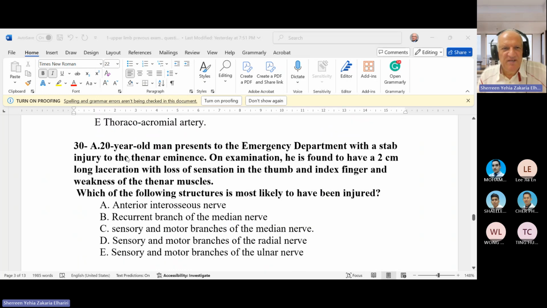The last question we have is a 20 year old man presented to the emergency department with a stab injury in the thenar eminence. On examination, they found a 2 cm long laceration, loss of sensation of the thumb and index, weakness of the thenar muscle. So he needs to ask what is the nerve supply of the thenar muscle. The thenar muscle is supplied by the median nerve as a motor, and the skin over it is supplied by the sensory branch of the median nerve. So the answer here is C, sensory and the motor branch of the median nerve.